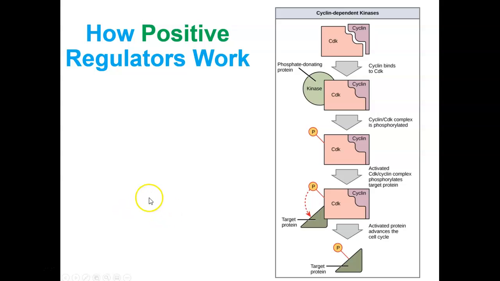So how do these positive regulators work? Well, we see that there is a cyclin, and then there's a cyclin-dependent kinase. They're separate. But when we have, say, a phosphate-donating protein attached to the kinase, so this is a trigger, we will see that the complex gets phosphorylated, then a target protein can join on, and then this activated protein here will advance the cell cycle.